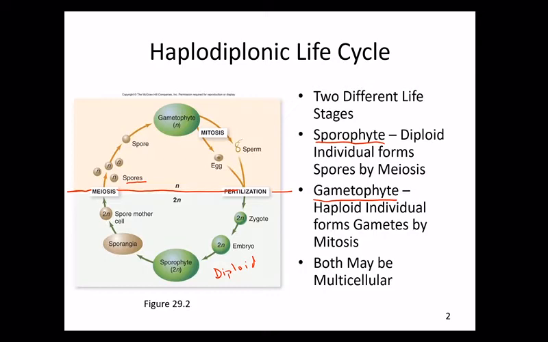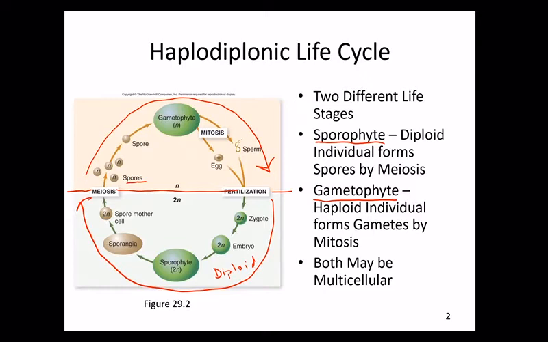So they're not using the same type of processes. When we talk about the life cycle, at least part of the plant will go through a haploid stage, or gametophyte stage, and then the other part of the plant will be in a diploid, or sporophyte, stage.